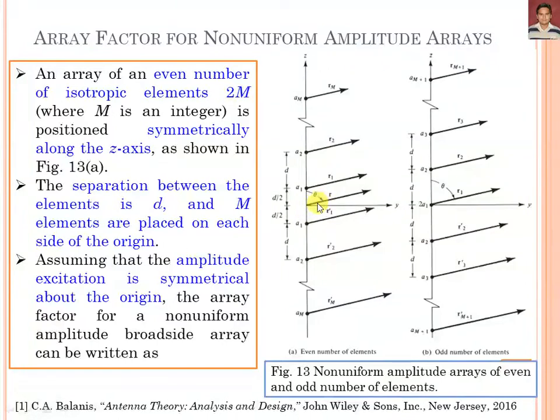This length is d by 2 cos theta, and r1, r2, rm, and we have represented here r1 dash, r2 dash, and rm. So this is the analysis for the non-uniform arrays.